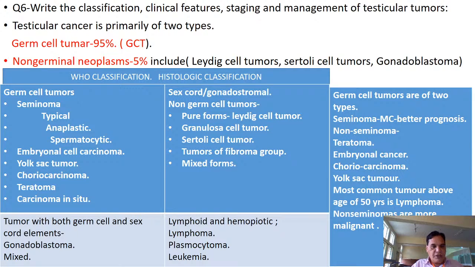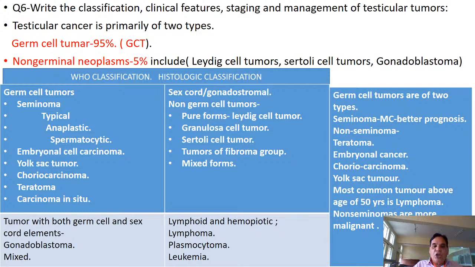So what is the classification? According to WHO classification, there are two groups: germ cell tumor and non-germ cell tumor. Germ cell tumors comprise seminoma, which is typically anaplastic and spermatocytic, then embryonal cell carcinoma, yolk sac tumor, choriocarcinoma, teratoma and carcinoma in situ. Remember only two, seminoma and teratoma, both are germ cell tumors.